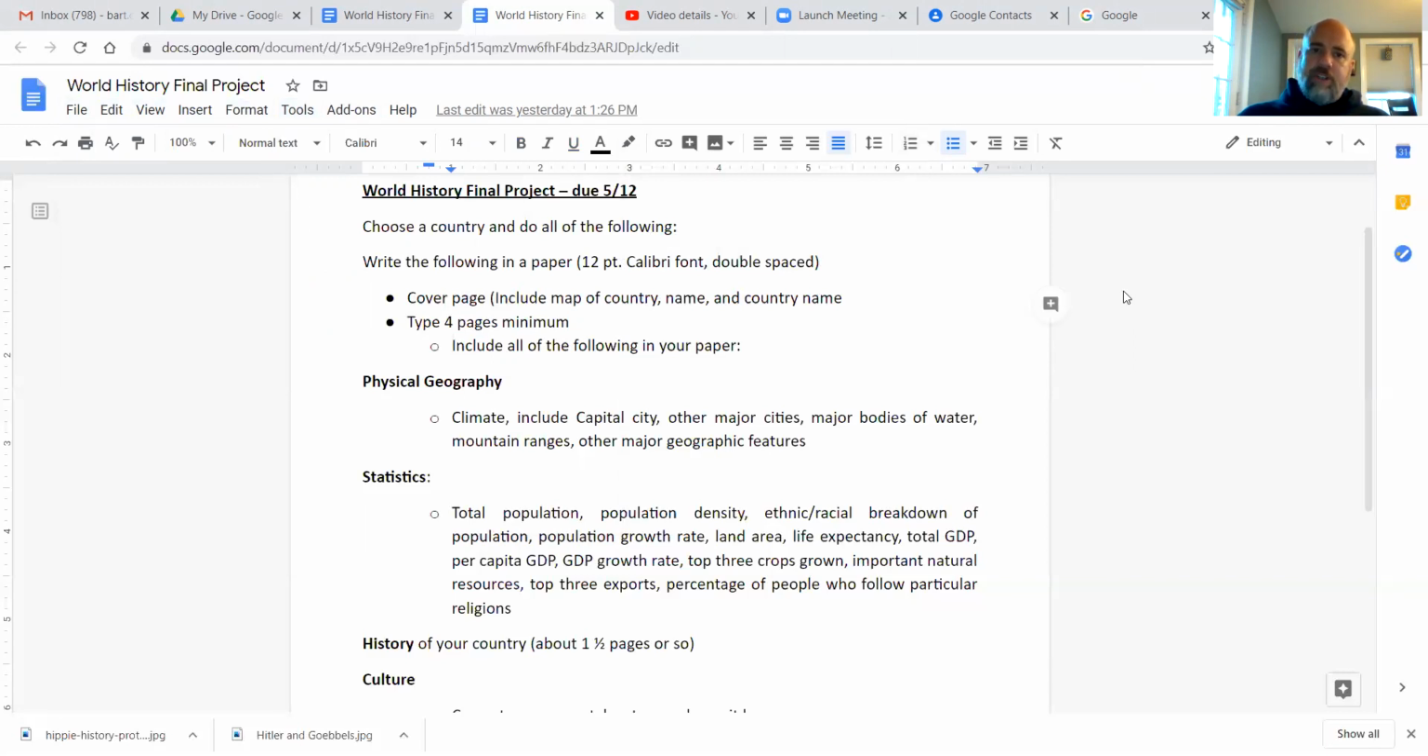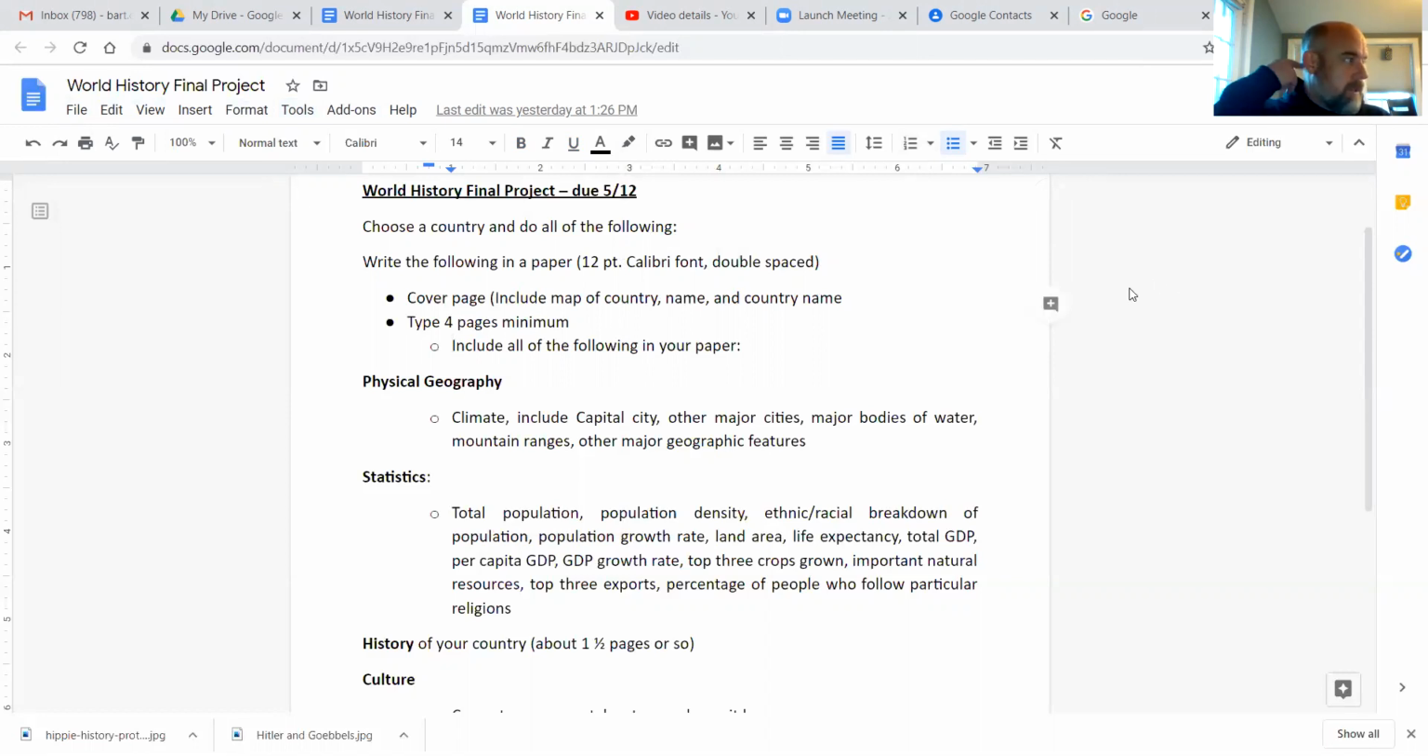So one of the things I need you to do by today is to have chosen the country you're going to do. And more than one person can do the same country. You cannot choose the United States, Canada, or Mexico. Every other country in the world you can choose.